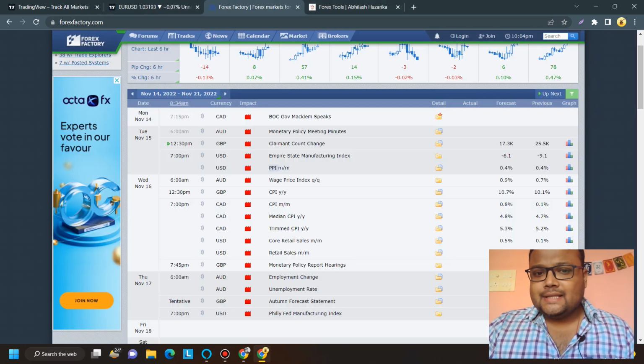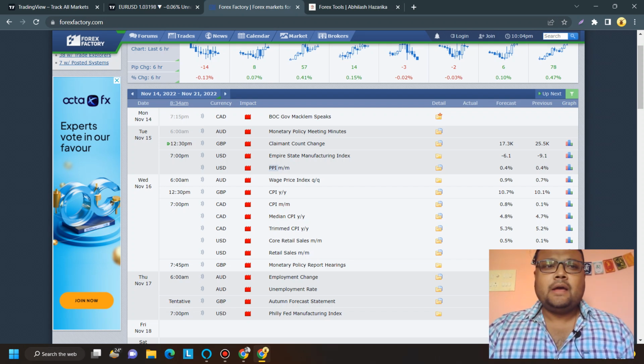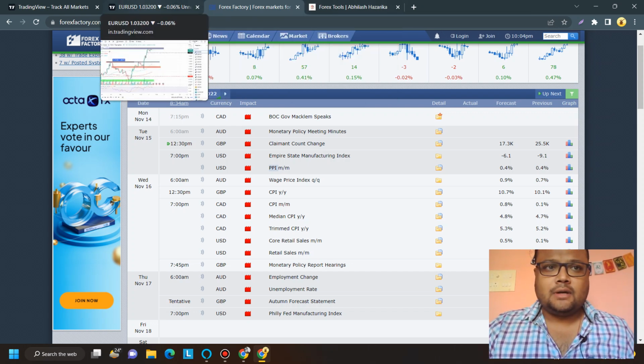Tomorrow we have retail sales coming up, so during retail sales there is a possibility that DXY may start going up, and we may see some correction on the chart of Euro USD and gold. Let's wait and watch how the market reacts.